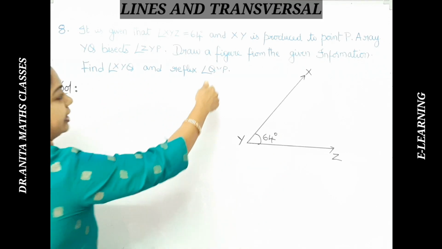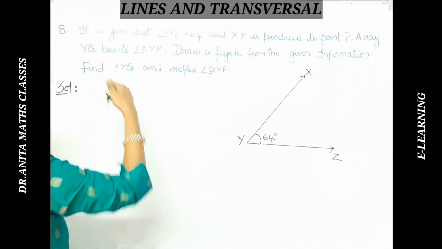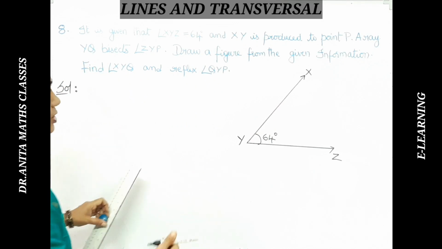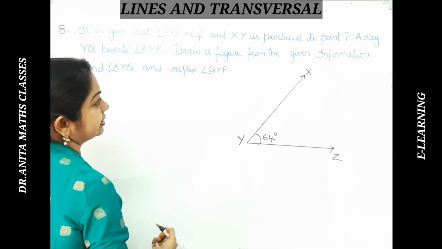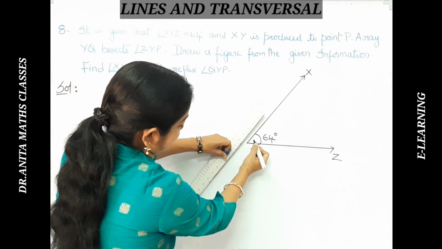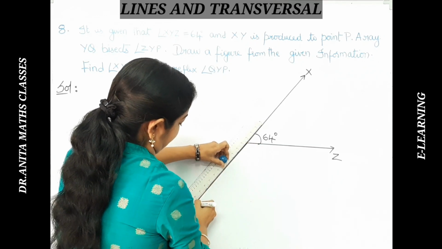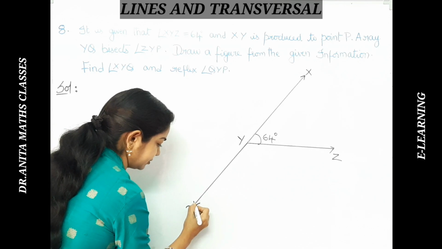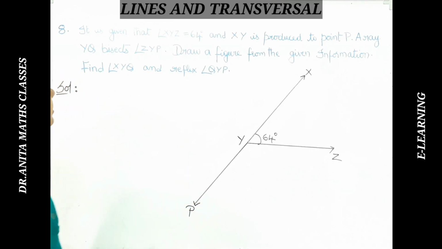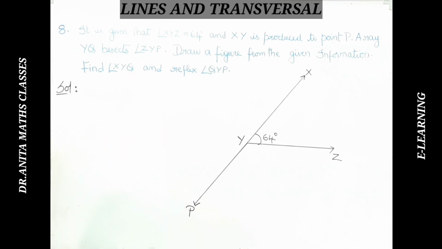And XY is produced to point P. A ray YQ bisects ZYP. So XY is a line, this line is produced and extended to a point P. So let me extend this. So let this be a point P. Yes. And a ray YQ bisects ZYP.